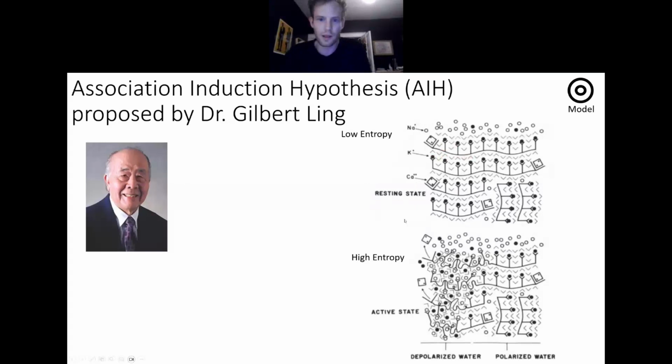And then when you do an active state like an action potential or a muscle contraction, what you switch to is a high entropy state where now you release these sodium or calcium ions, they switch with the potassium, and this breaks up the polarized and organized water layers, leading to this depolarized water. And to recover from this, you spend energy like ATP and the pumps to recover the low entropy resting state. So this is like resting, muscle contraction, and then you spend energy to get back to this.